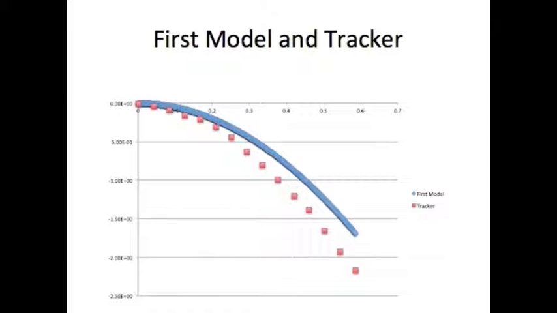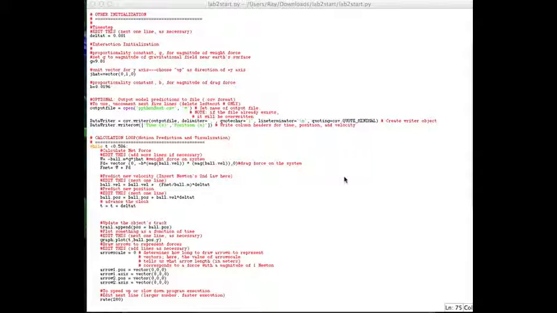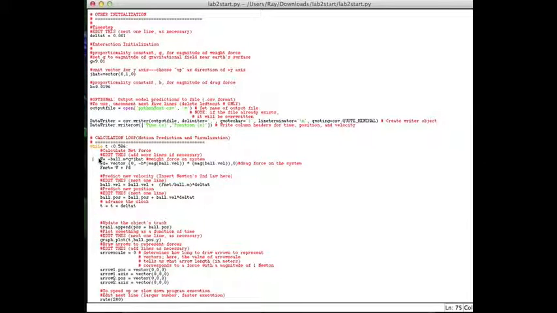When we compare the graph of the computational model to the data taken from Tracker, we see a very noticeable discrepancy in the two sets of data. This is due to the fact that we did not take into account drag force in the computational model, another very important aspect that cannot be ignored. Going back to the code, we modify the lines a bit by adding in the presence of drag force, as seen here.